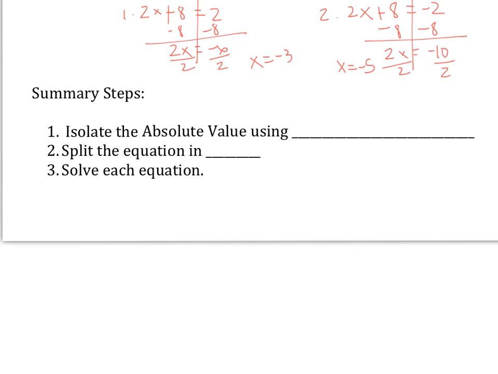So for a summary, the first thing that we want to do is isolate the absolute value using inverse operations. Split the equation into two equations. And solve each equation. And then don't forget to check your work.